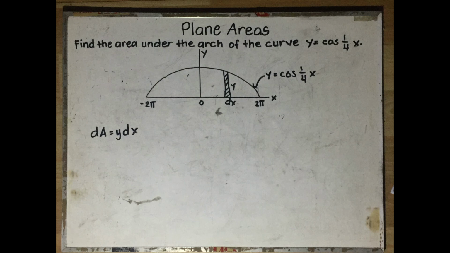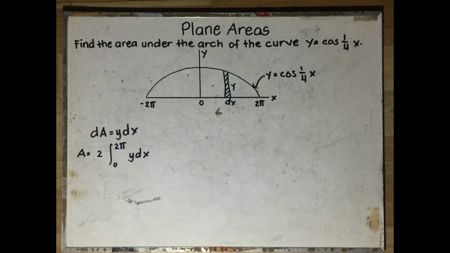Next, we will integrate both sides of the equation, giving us the formula. Area equals 2 times the integration of y dx with the boundary 0 to 2 pi. Notice that we have multiplied 2 outside the integration sign. It is because we used only the half of the curve. So to make it whole later on, we need to multiply it by 2.